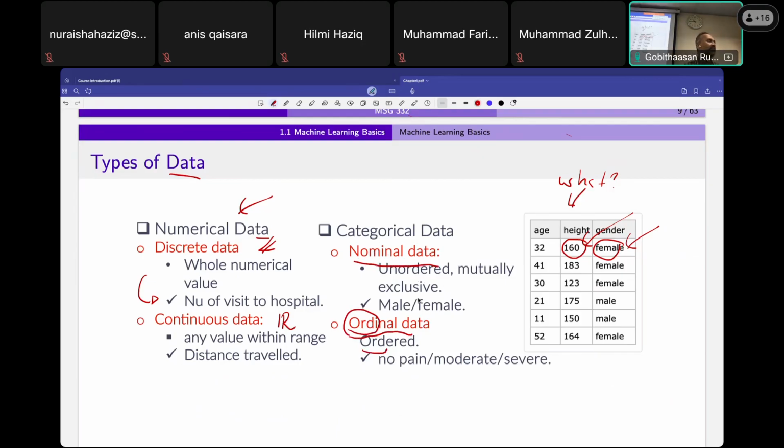For example, male and female, right? 0, 1. There's no order to rate. For example, maybe the colors 0, 1, 2, 3, 4 representing red, green, blue, yellow. Not necessarily that blue is bigger than green is bigger than red, right? So that is the difference. One is with order, the other one is without order.